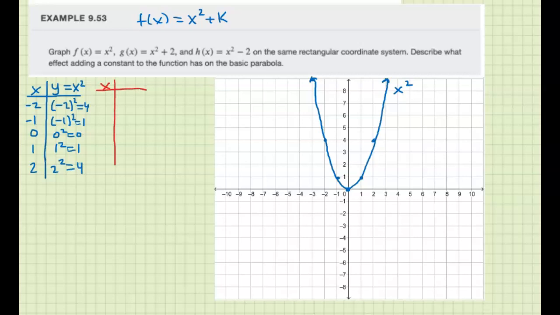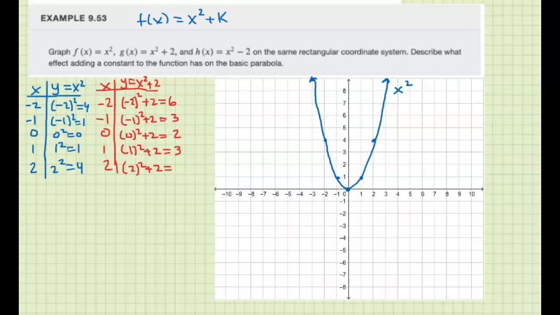We have y equals x squared plus 2. Alright, so what happens with this one, we're going to use the same x values. 0, 1 and 2. So here we're squaring and then adding 2 at the end. So we're going to square negative 2 and then add 2. So we get 4 plus 2 is 6. We're going to square negative 1 and add 2. So we get 1 plus 2 is 3. Square 0 and add 2. We get 0 plus 2 is 2. 1 squared plus 2 is 1 plus 2, which is 3. And 2 squared plus 2 is 4 plus 2, which is 6.